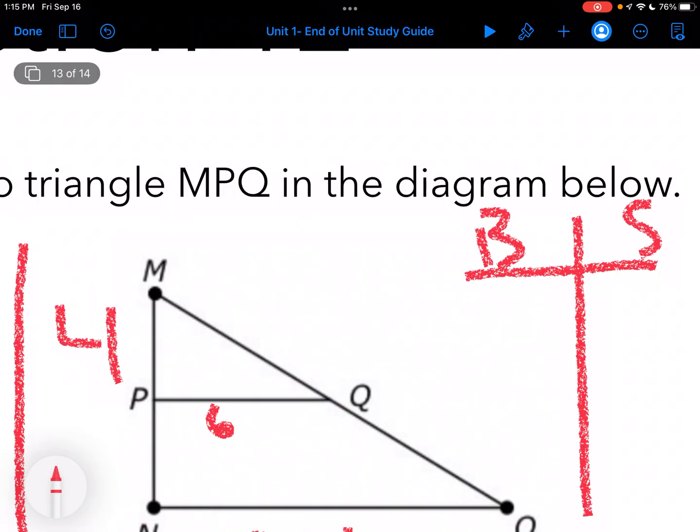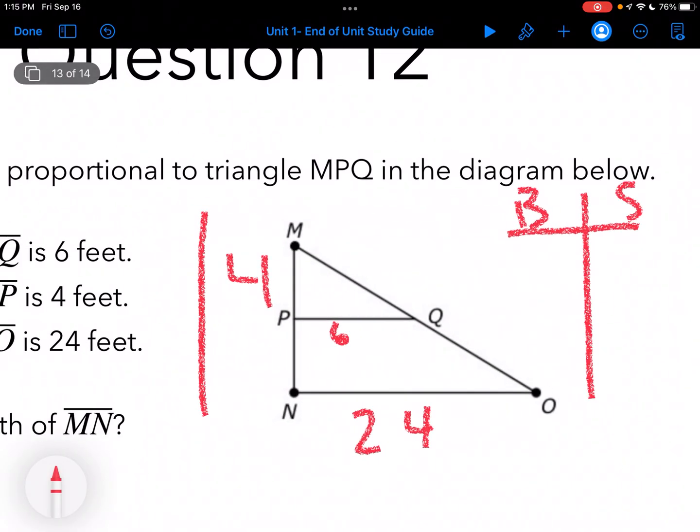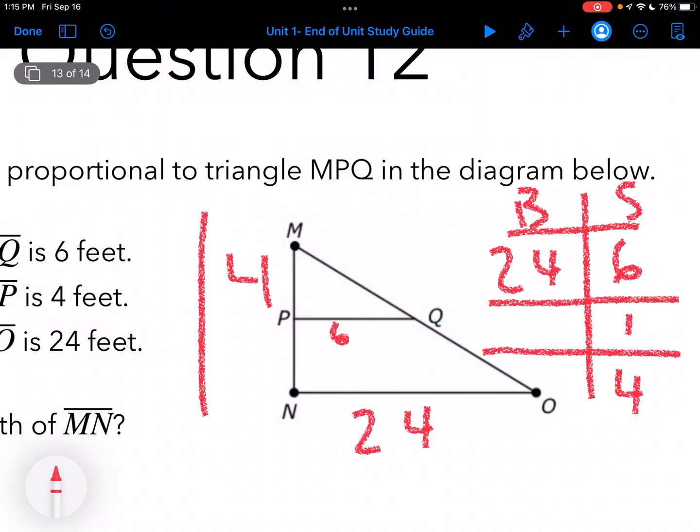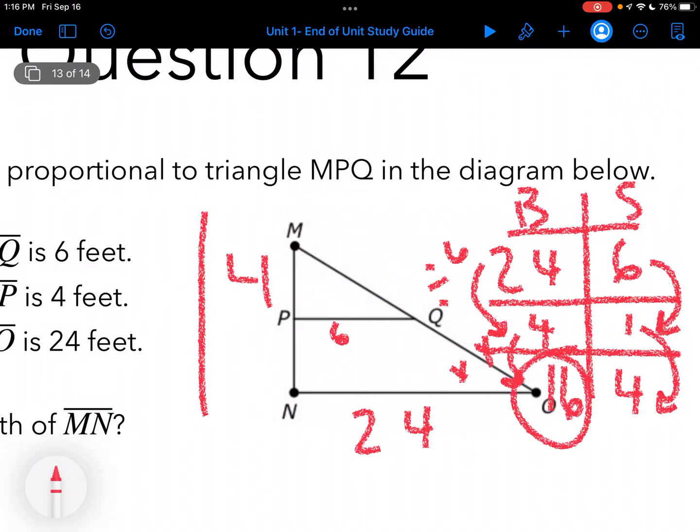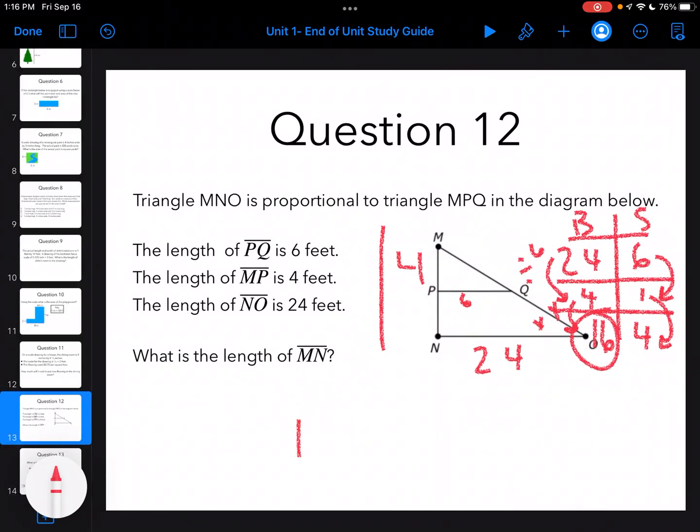big to small. So I know that 6 and 24 go together because they're corresponding sides. And I know 4 is my third number, and it's on the small triangle. So I'm going to divide by 6. So I get 4. And then I'm going to multiply by 4. And I get 16. So my answer is going to be MN equals 16.